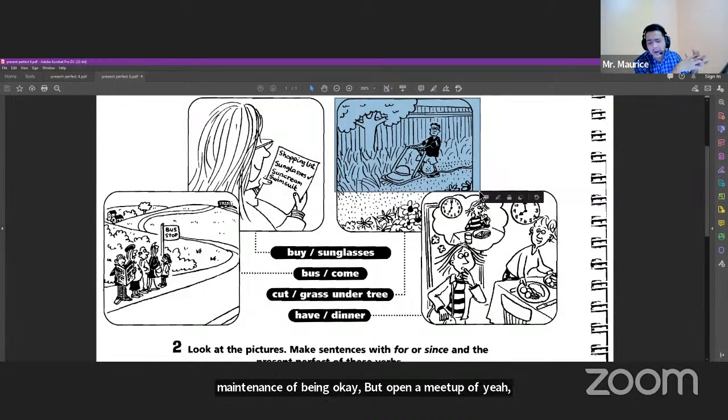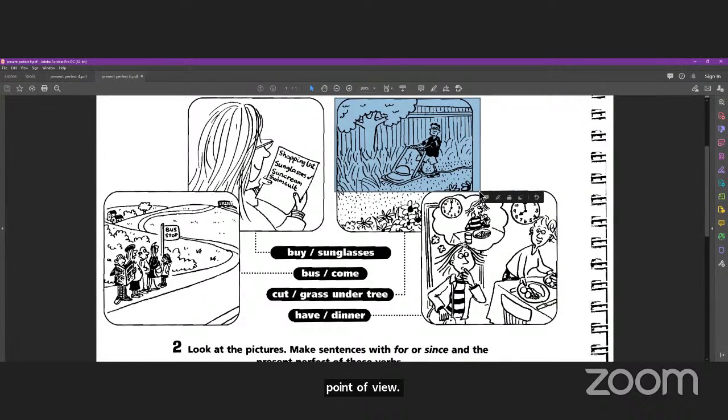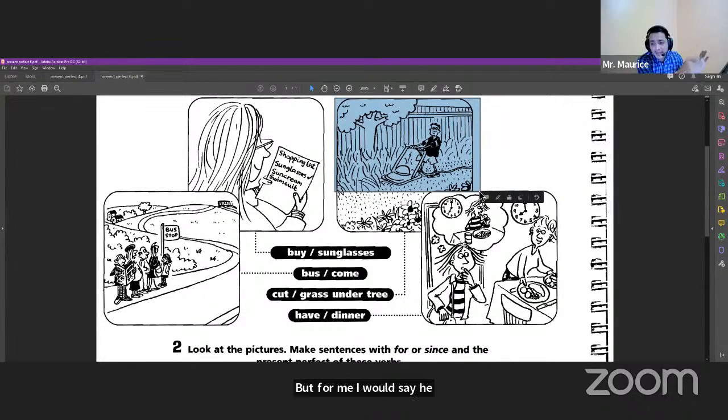Okay, si usted dice ya, okay, no problem. That's your point of view. But for me, I would say he hasn't cut the grass under the tree yet. But if you just say that, no problem. La estructura está correctísima. Thank you.